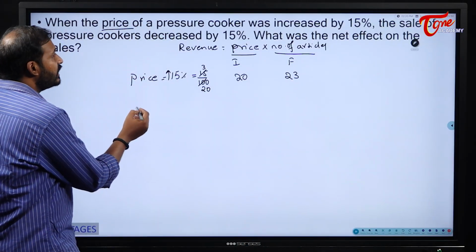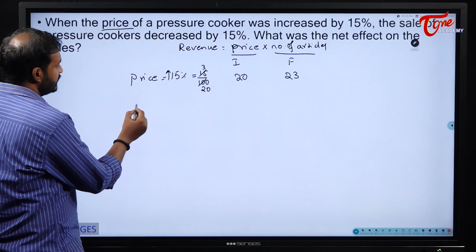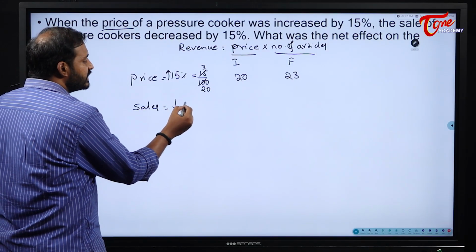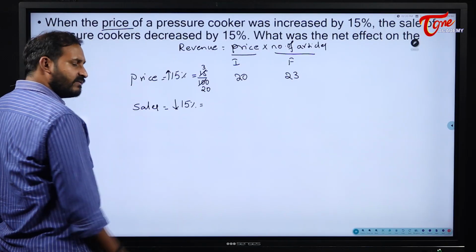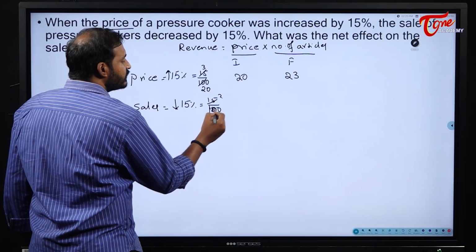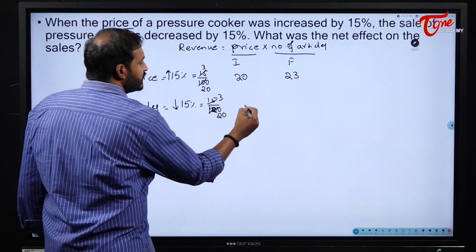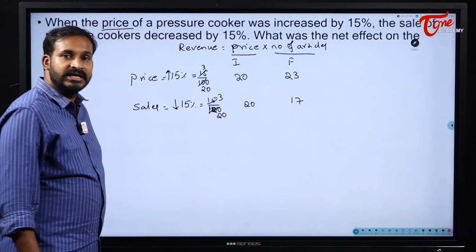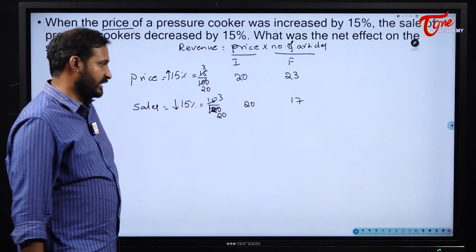Next, when it comes to the sales, the number of articles sold, sales decreased by what percentage? 15%. The same 15%. That means what will you write here? 15 by 100, so 3 by 20. So the initial value becomes 20 and my final value becomes 17. Why? Because it is decreased.